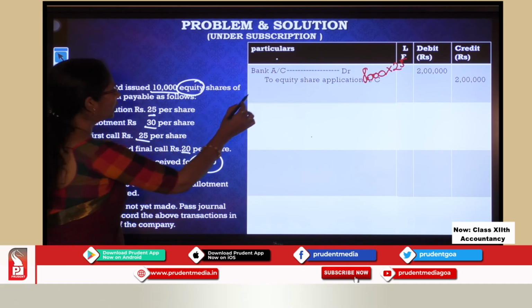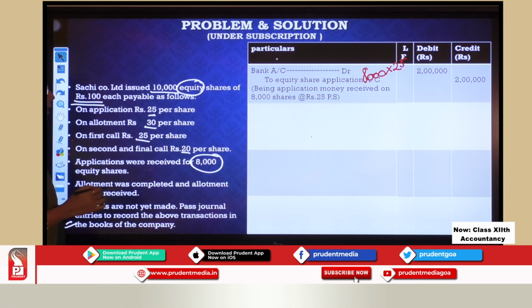Now, I have to write the narration. So, being application money received on 8,000 shares at rupees 25 per share. I go for the next one now.